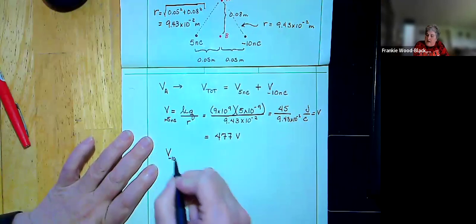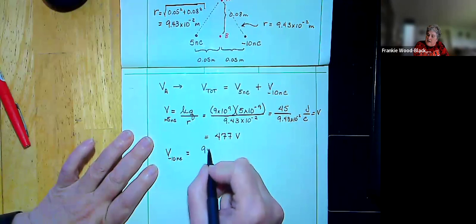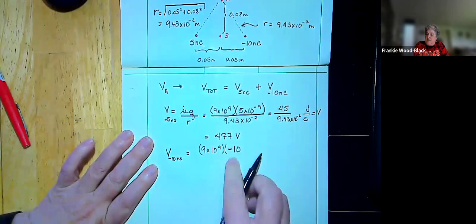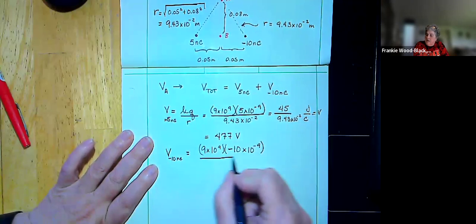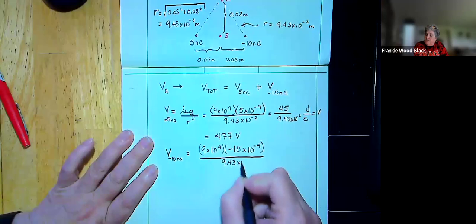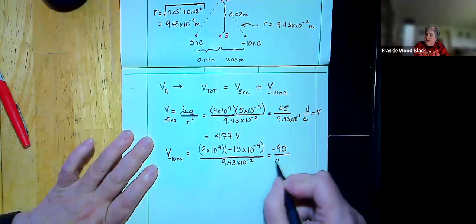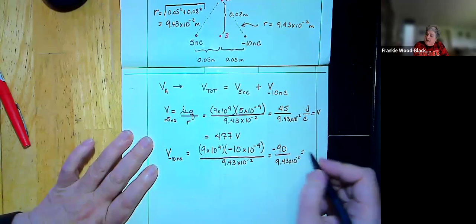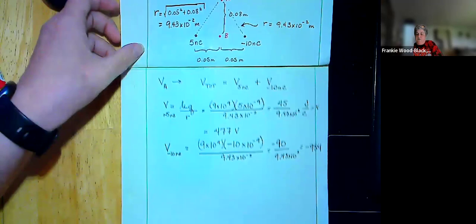For my negative 10 nanocoulombs, we're going to use that same equation. I get my 9 times 10 to the 9th. And now I'm going to have my negative 10, and I have to keep track of my negative here, times 10 to the minus 9. Its R is that same R, so I get my 9.43 times 10 to the minus 2. So I'm going to get negative 90 divided by my 9.43 times 10 to the minus 2. And if I plug that into the calculator, I get a negative 954.